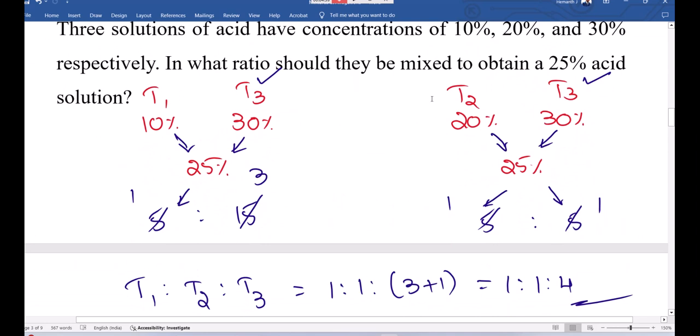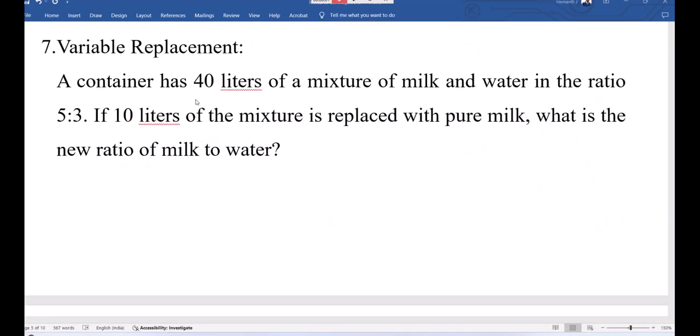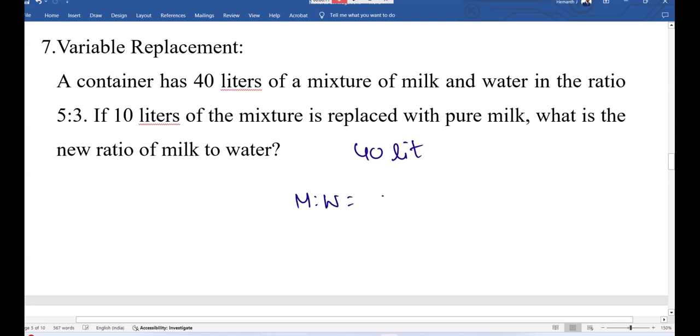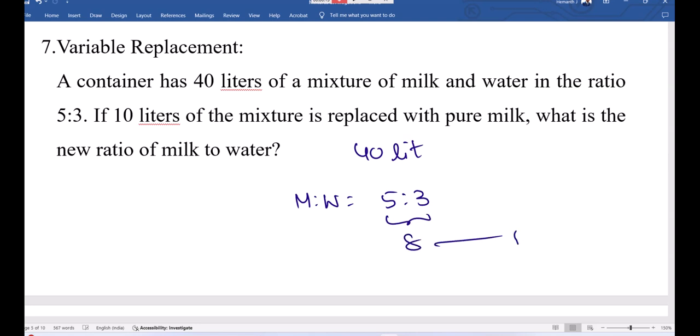Excellent question this is actually. In this question, a container has 40 liters of a mixture of milk and water. So 40 liters, milk and water is 5:3. 5 plus 3 is 8. We want 40, so it's multiplied by 5. So 5 into 5, 25 liters of milk, and 3 into 5, 15 liters of water. Milk is 25, water is 15.